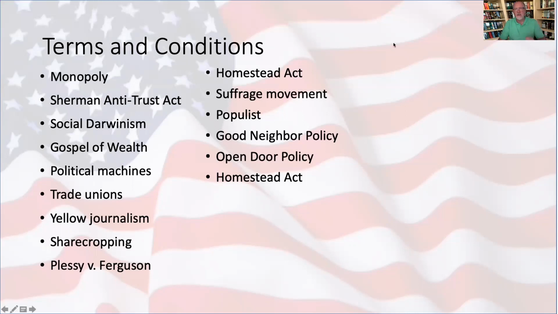So this is a pretty short chapter. The next chapter is going to be intensely long, but this sort of sets the stage as the US goes into the 20th century for what's going to be probably the most remarkable century of change in American history.